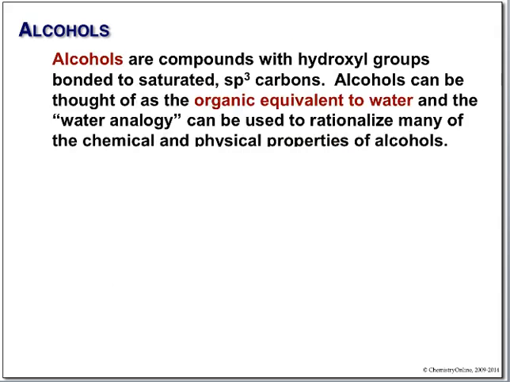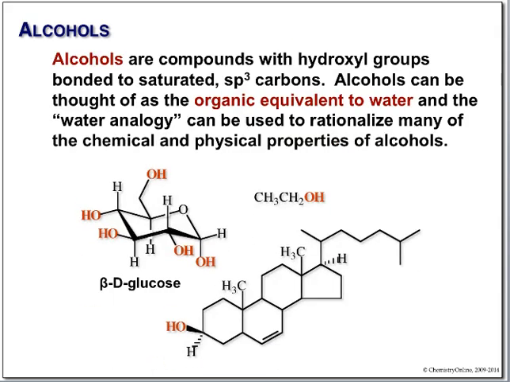We talked about simple nomenclature of alcohols. Alcohols, we said, basically have a hydroxyl group, examples of ethanol, cholesterol, beta-glucose. The OH group is very highly polar, hydrogen bonds nicely. It's responsible for virtually all the physical and chemical properties of alcohols.